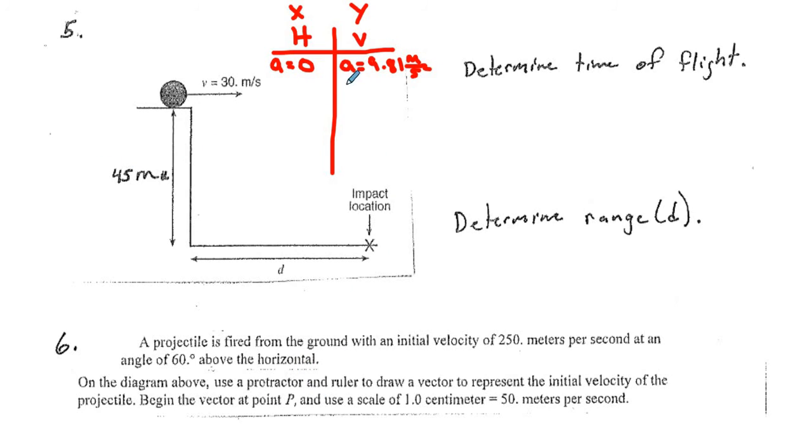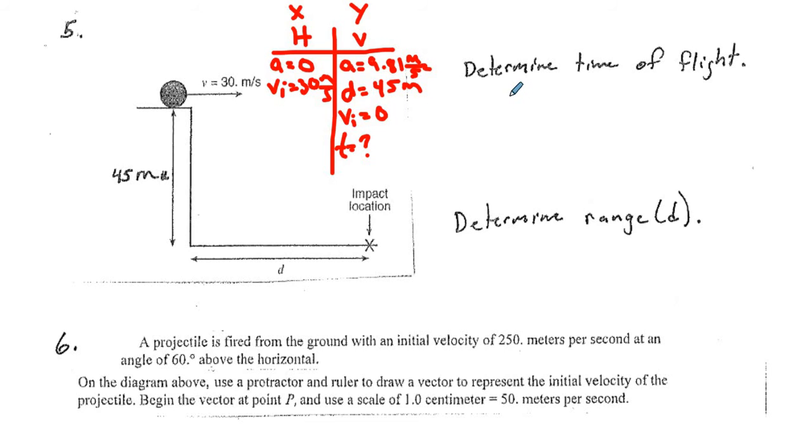We're given the distance in the vertical, so we know the distance in the vertical, 45 meters. We also know the horizontal initial velocity of 30 meters per second. We also know that since it's moving horizontally, it is not moving vertically off the bat. So we say the initial velocity in that vertical direction is 0. So the first thing we want to do is find the time of flight. So that is our first unknown.